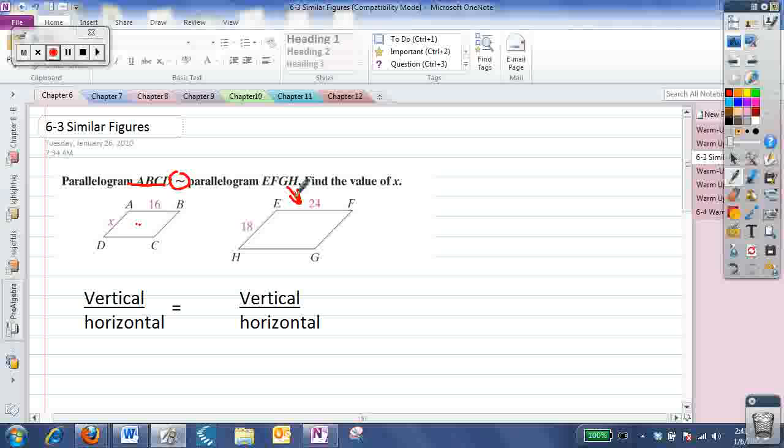First, to find the missing side, we want to look for x. We know that this top part is 16. We know that this side is 18, and that this top part is 24.